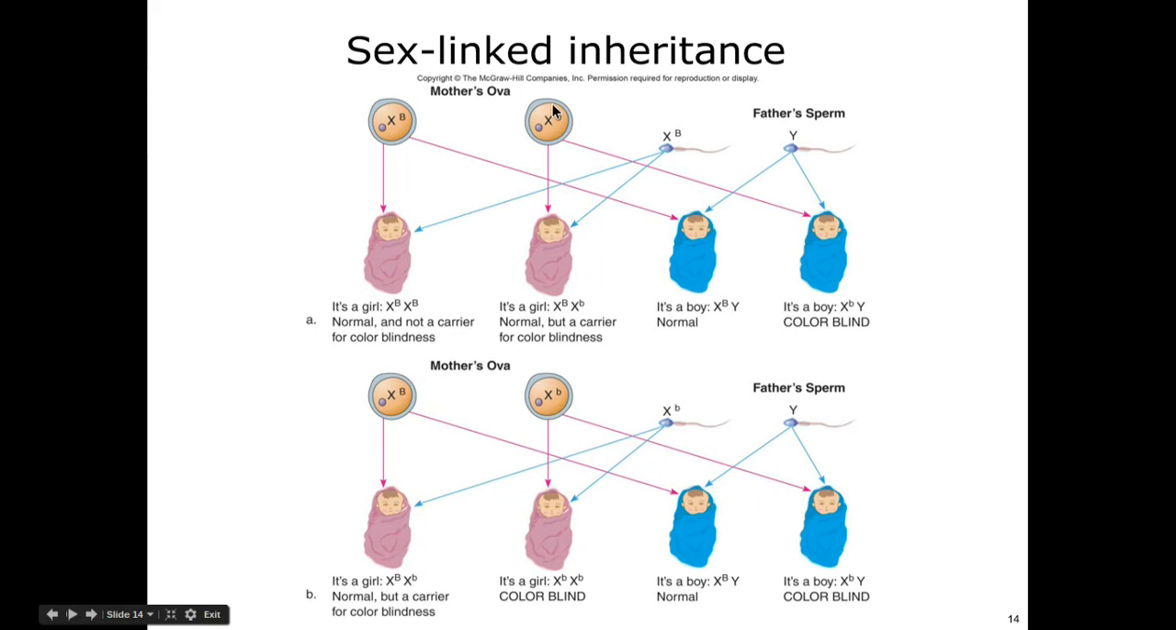That's because mom was a carrier, and because he received the Y chromosome, there's no other X chromosome to sort of override that to be dominant. So this is an example of a sex-linked trait.